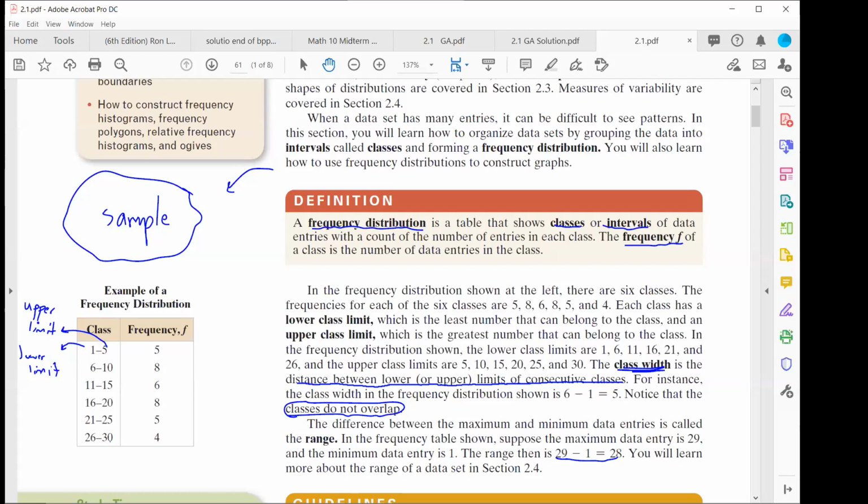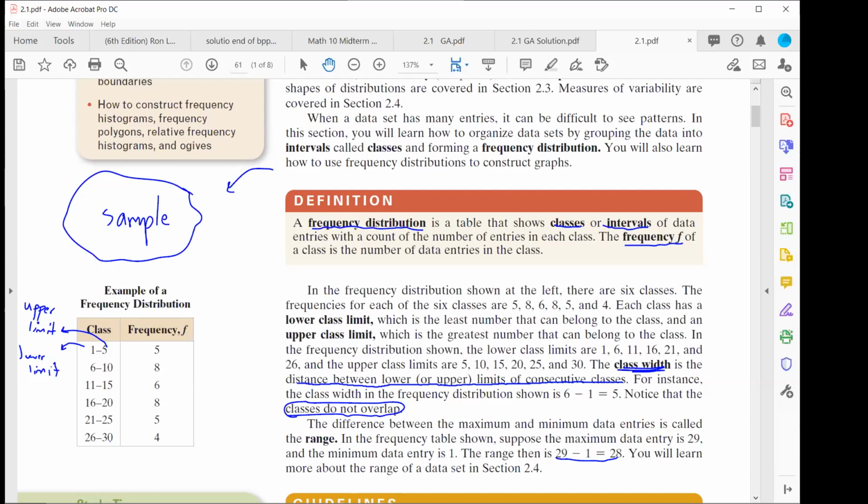So let us move on to the second class. The lower limit in your second class is 6. The upper limit in your second class is 10. In the second class, the frequency is 8. What's the meaning of that? It means that you have 8 values between 6 to 10 inclusive. The third class starts at 11 and stops at 15. The lower limit of the third class is 11. The upper limit of this class is 15. And the frequency or the count is 6.